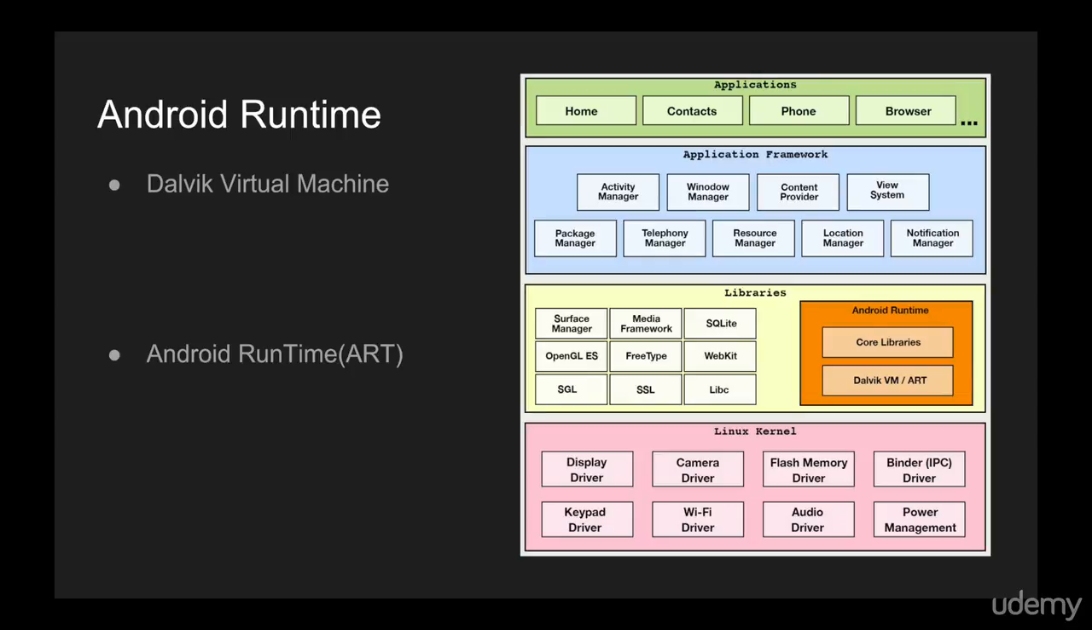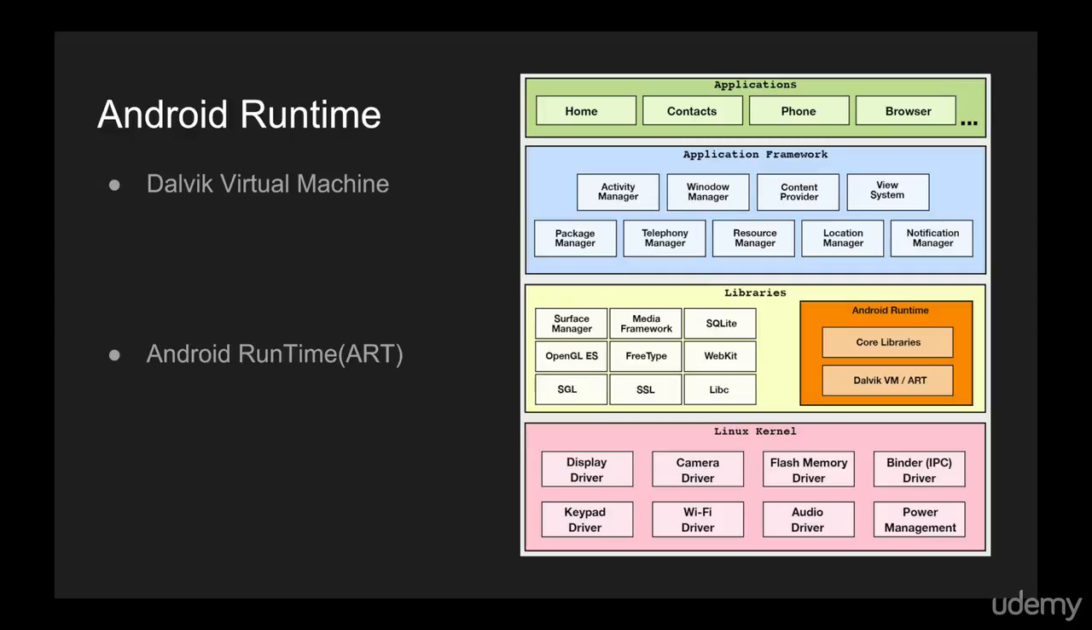The Dalvik virtual machine enables every Android application to run in its own process with its own instance of the Dalvik virtual machine. It provides a set of core libraries which enable Android application developers to write Android applications using the standard Java programming language. Since Android 5.0, ART or Android Runtime is used instead of the Dalvik Virtual Machine.